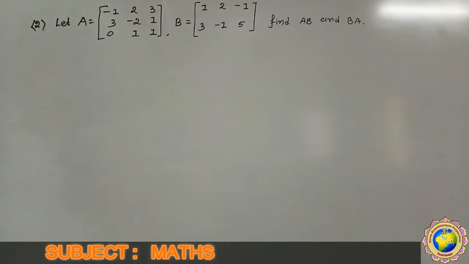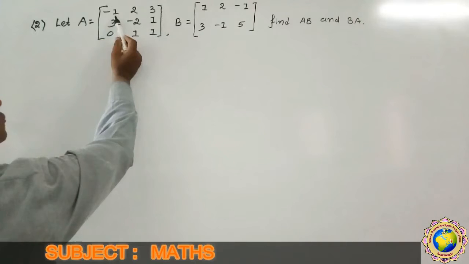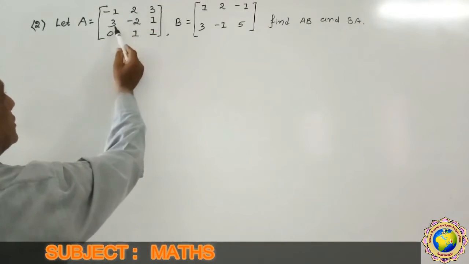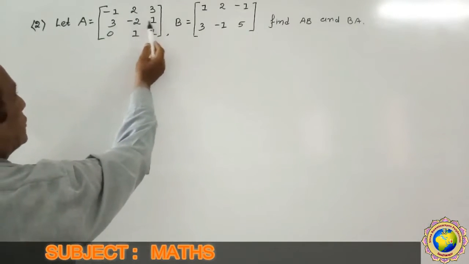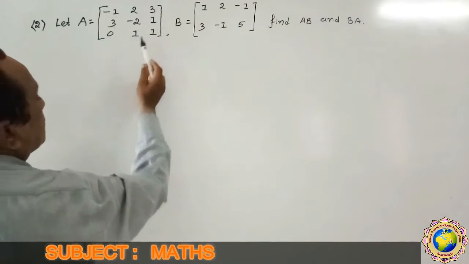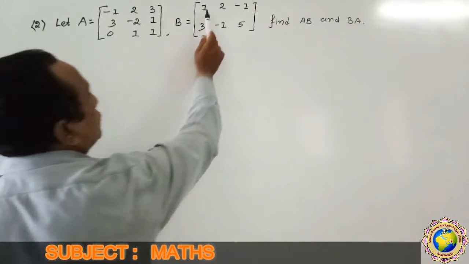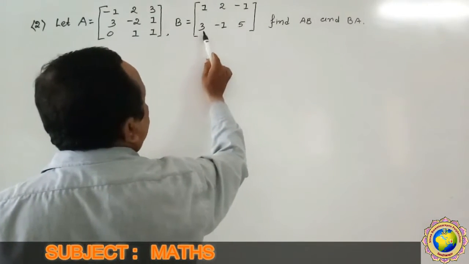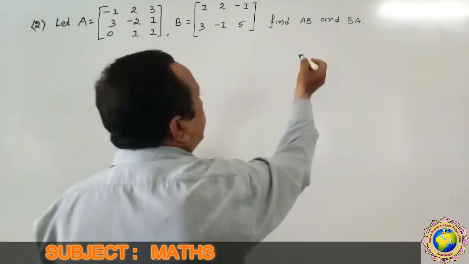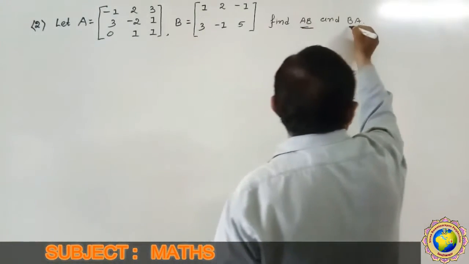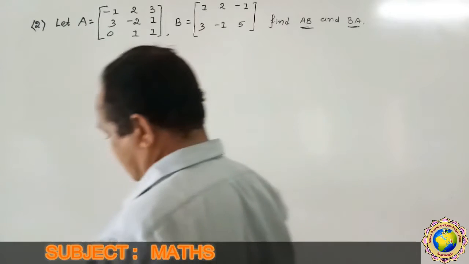Now example number 2. Here given A is equal to, matrix A is equal to minus 1 2 3, second row 3 minus 2 1, third row 0 1 1, and B is equal to 1 2 1, 3 minus 1 1. Then find AB and BA. Now here, solution.